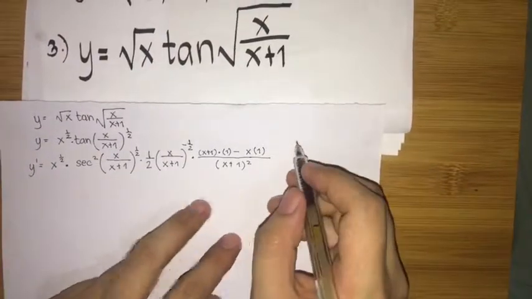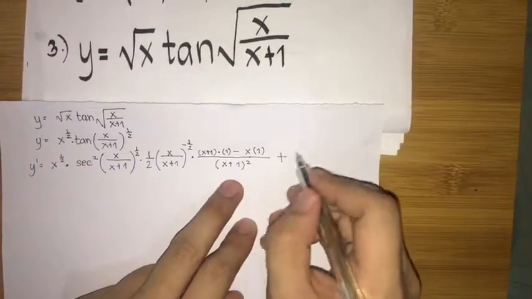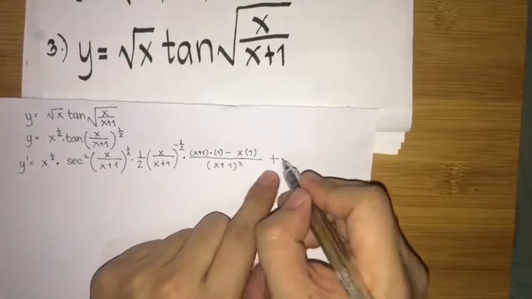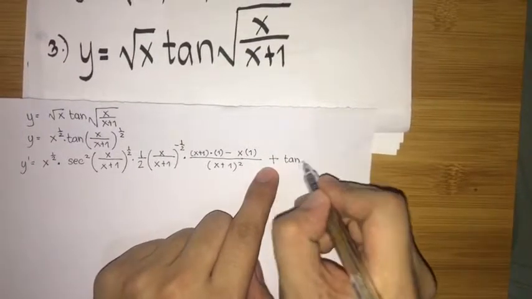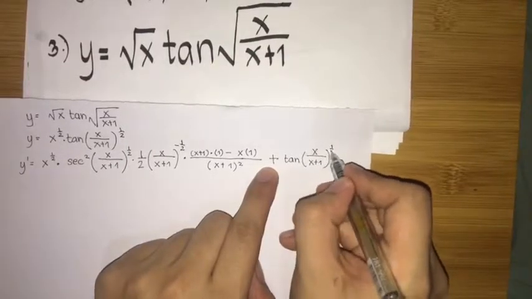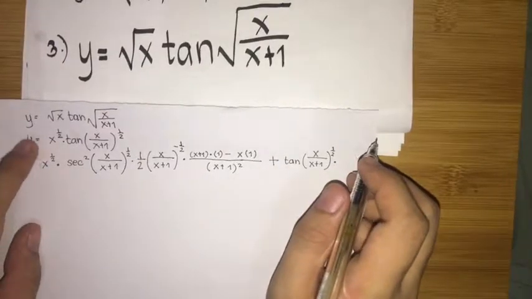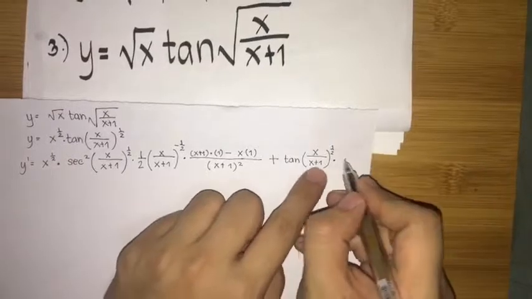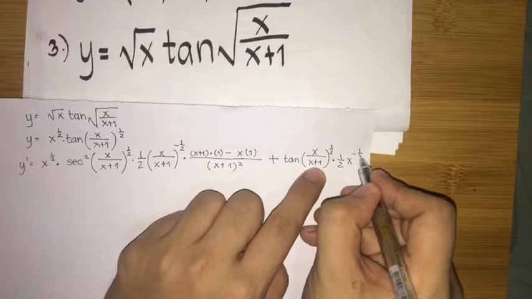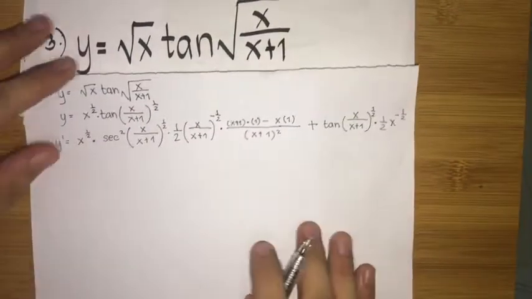Okay, so we're done with the first part of this product rule, so we'll proceed to the next part. So for the second part, we will now just have to copy the second function, which is tangent of x over x plus 1 quantity raised to 1/2, and then multiply it now by the derivative of the first function, which is x raised to 1/2. Its derivative is 1/2 times x raised to negative 1/2. Alright, we're done with the differentiation. We can now proceed to the simplification.